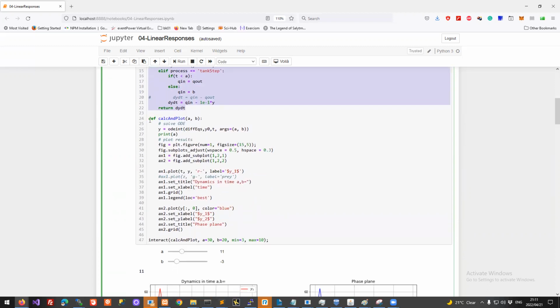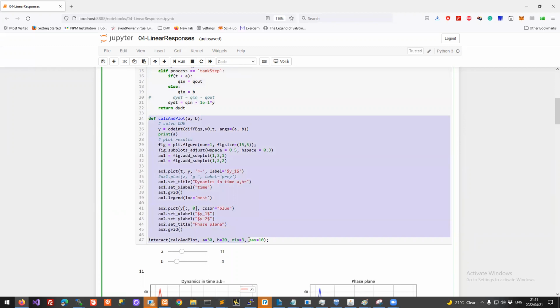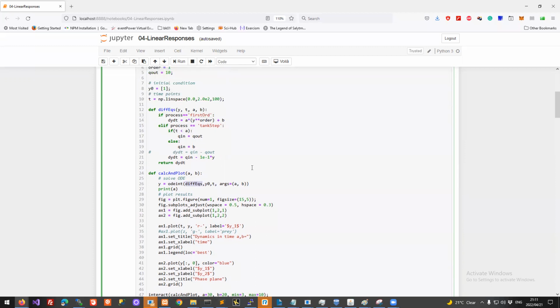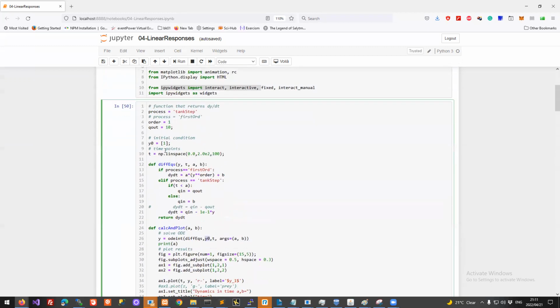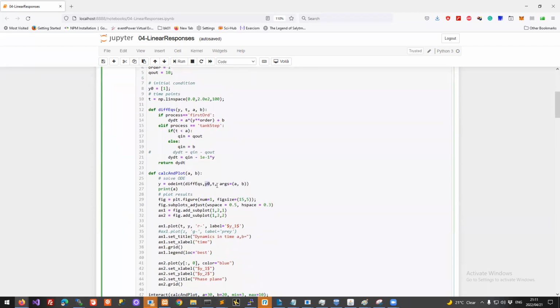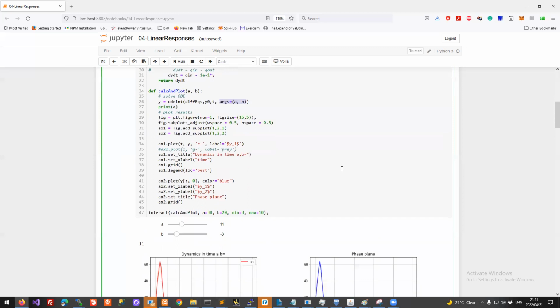And down here is where I'm calculating the response and just plotting it on the screen. And calculating the response is simply here. I'm just integrating the differential equations. So I specify that the differential equations are stored here, and we have to give some initial condition. I think I just set that to a 1 here.